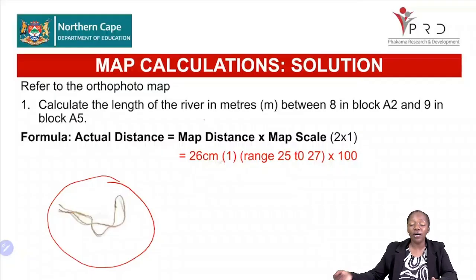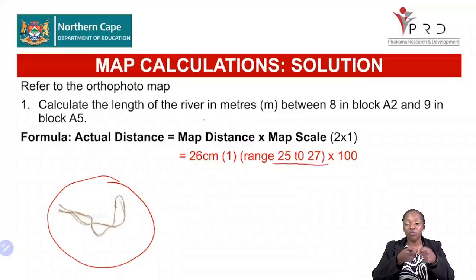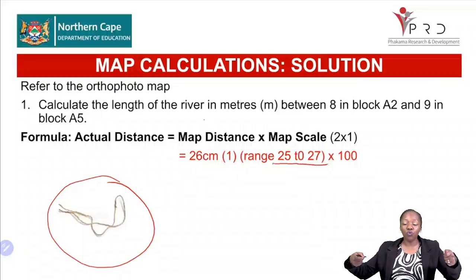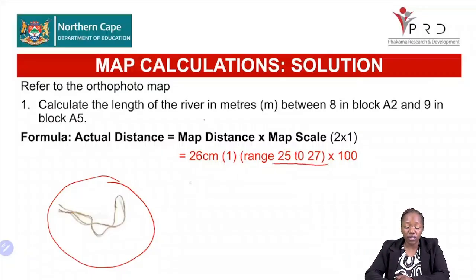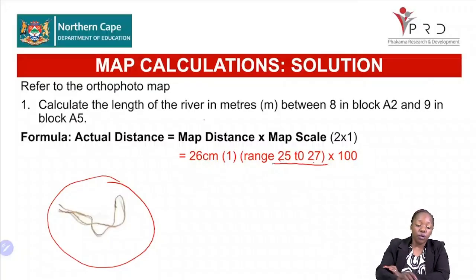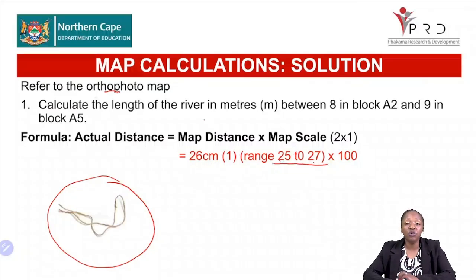If you follow that path, you're going to get between 25 and 27. Remember, you take the string and you move along with it within the river path. And then after you are done in those 2 blocks that you are given, you take your ruler to measure the string. We're going to use 26 because some will get 25 and some will get 27. Remember, you are always given 3 options. So we are using the orthophoto map, and the scale is 1:10,000, which in meters is 100.